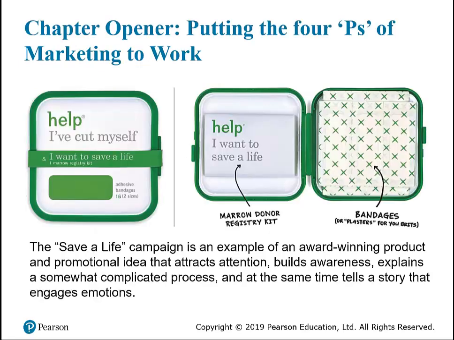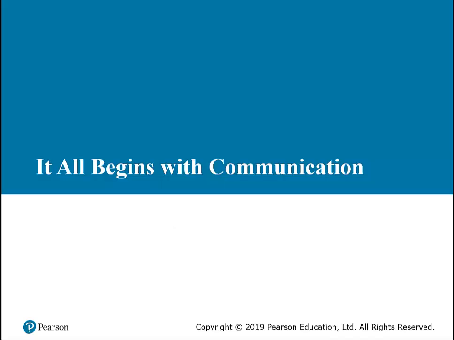Traditionally, there are 4 P's of marketing: product, price, place, and promotion. However, there are also some P words that are significant to those on the creative side: problem solving, passion, perception, and powerful ideas. It all begins with communication.